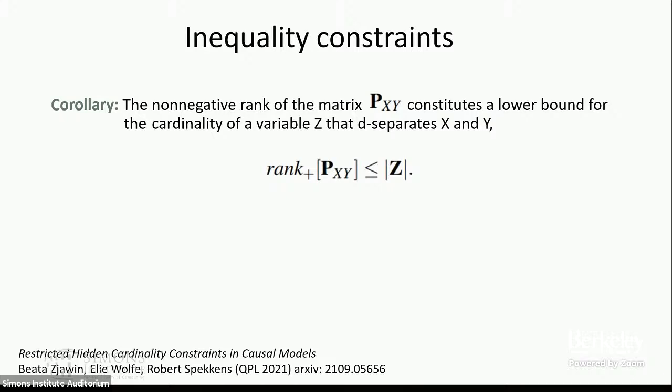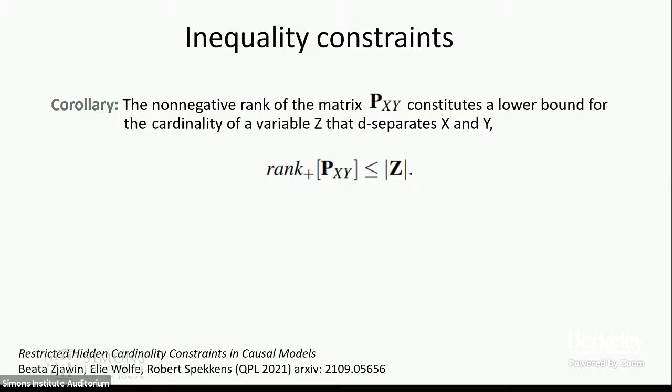In here, X and Y can be observed, must be observed, and Z could be an unobserved variable. It's a D-separating set, so it's something that we condition on, but since we know its cardinality, we can use this inequality constraint to reason about the causal structure. So we could use it for causal discovery.